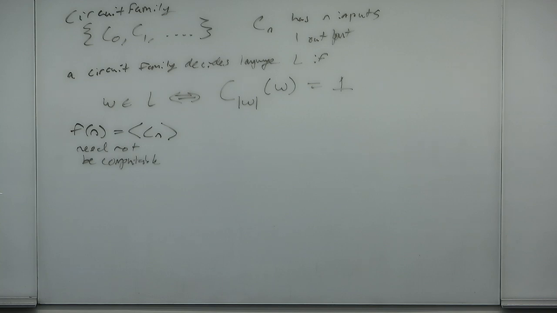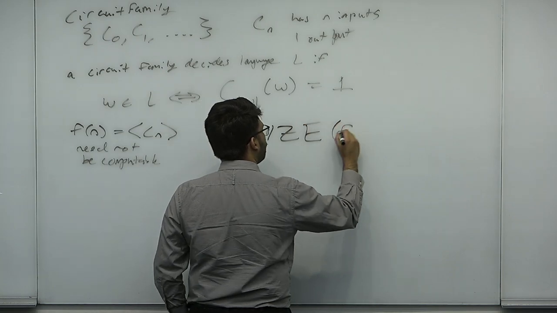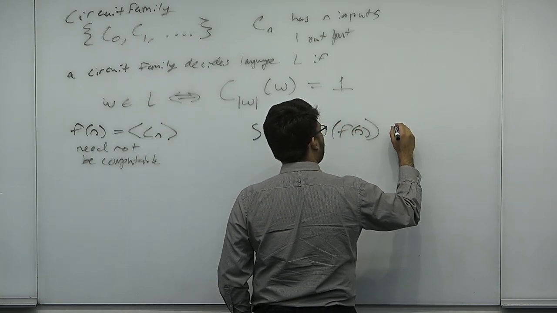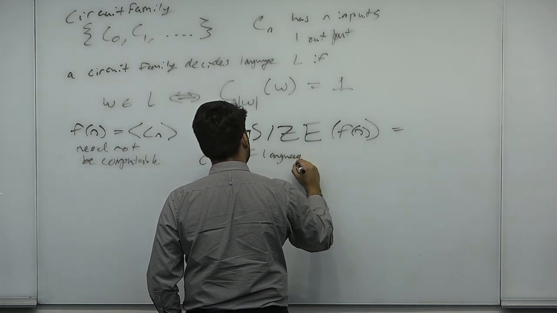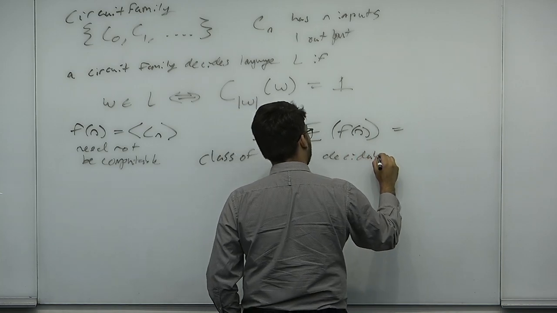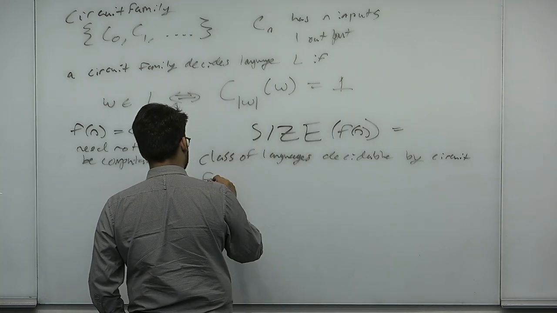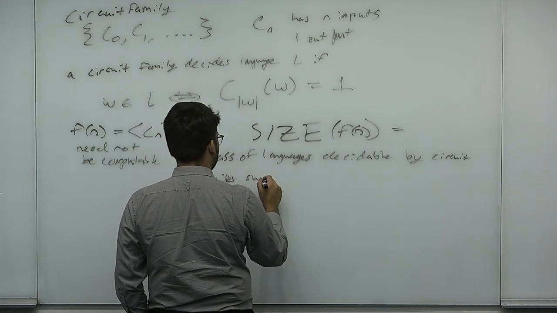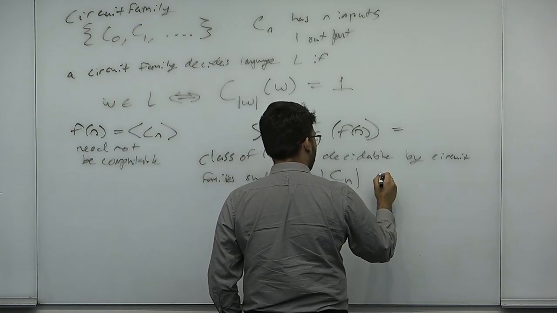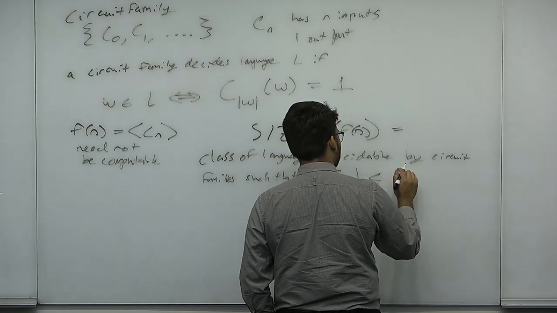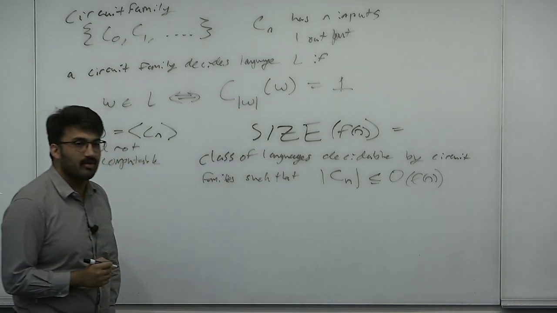Yeah, total number of gates. That's the most obvious one. But there are like 3 more you could think of. Size of f of n is going to be the class of languages decidable by circuit families such that C of n has less than or equal to O of f of n gates. The number of gates is bounded from above by f of n.